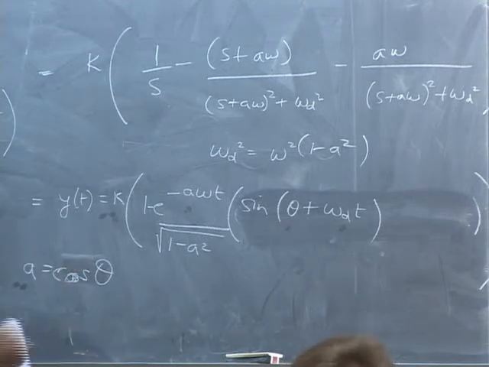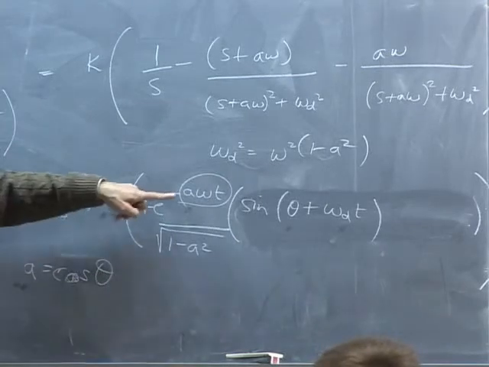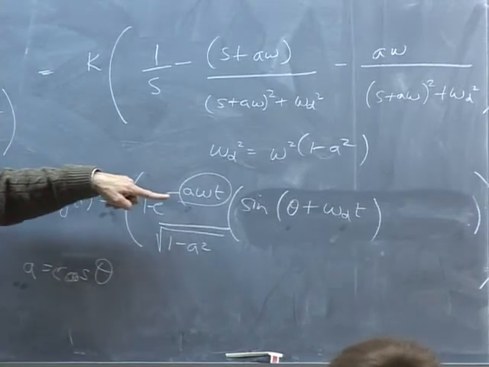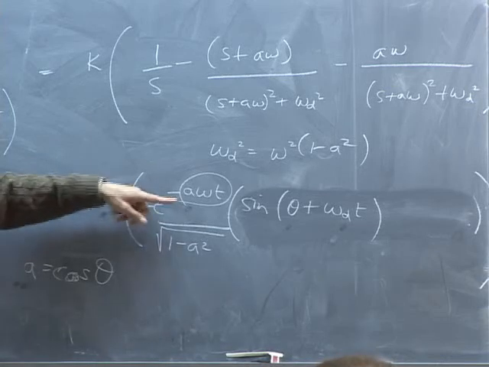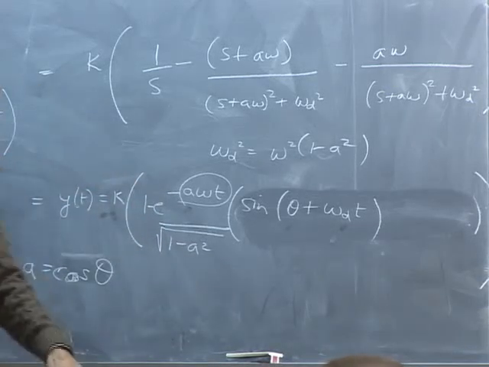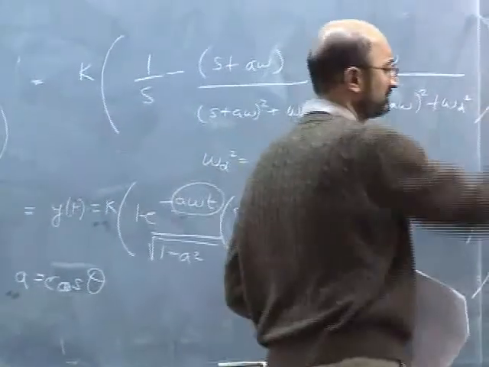And then we have over here e to the minus a omega t. So the larger a is, the faster this goes down. Okay, the larger the value of a, because 0 is less than a less than 1, the faster it declines. Okay, so we can now start sketching this out, something like this.